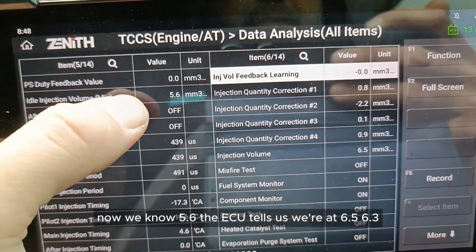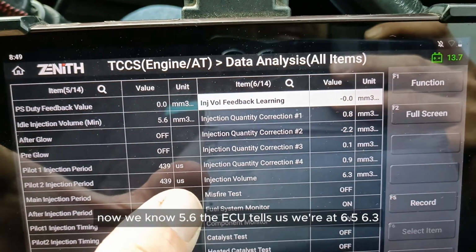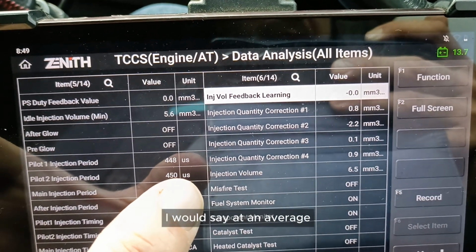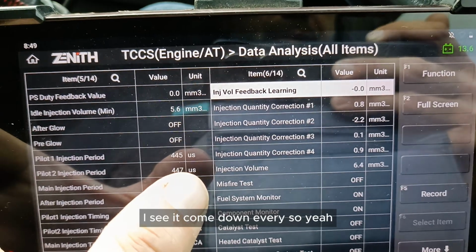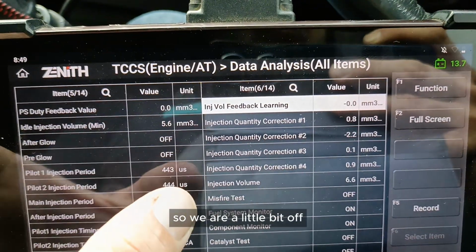Now we know 5.6, the ECU tells us, we're at 6.5, 6.3, I would say at an average. I see it come down every so often. Yeah, probably 6.6 is the average. So we are a little bit off.